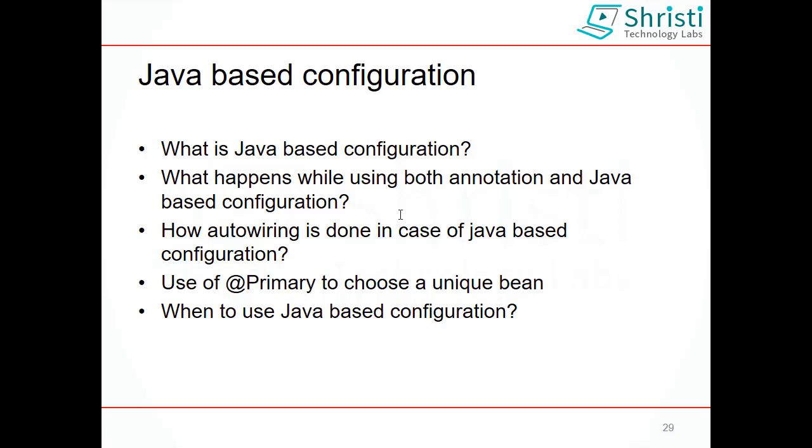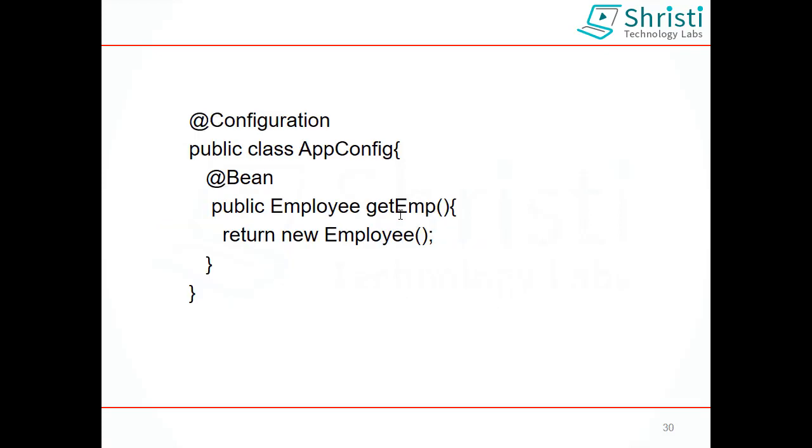Let us start now. What is Java-based configuration? In case of this configuration, the bean definitions are given in a Java class. This class should be annotated with @Configuration. The bean definitions are given in the form of methods. Each method is annotated with @Bean and each method will return Java objects.